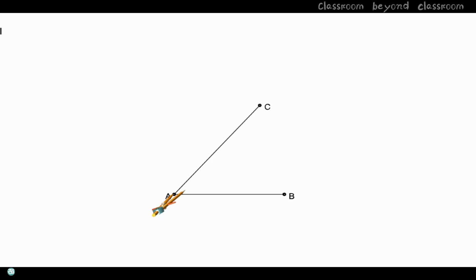Now we will take the compass, take A as the center, and we will draw an arc to cut the lines at 2 points, both the lines AC and AB. Suppose the point of intersections are point E and point F. So we get 2 points.